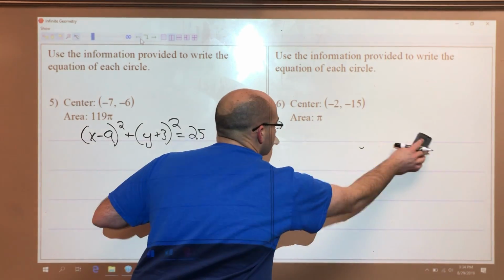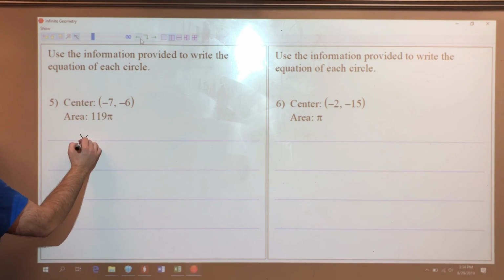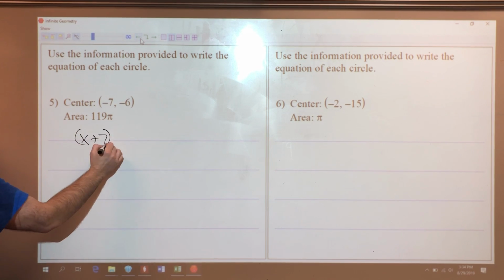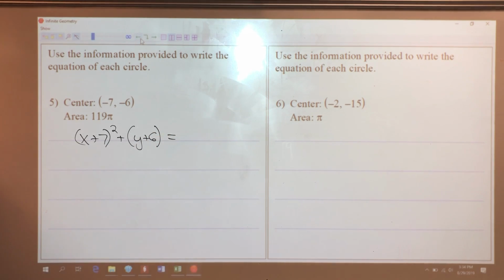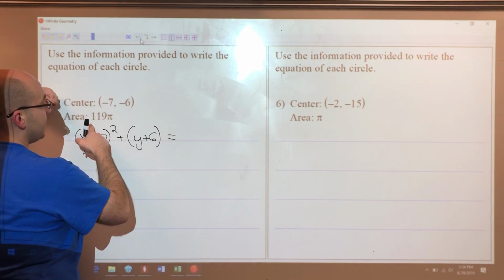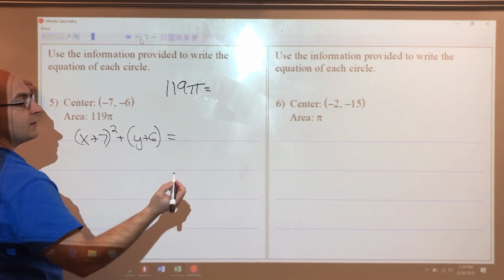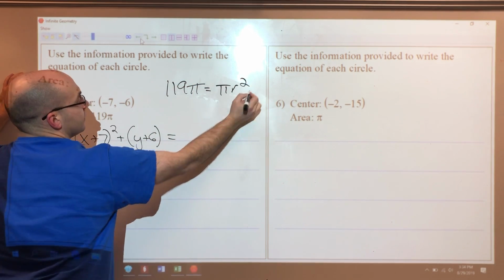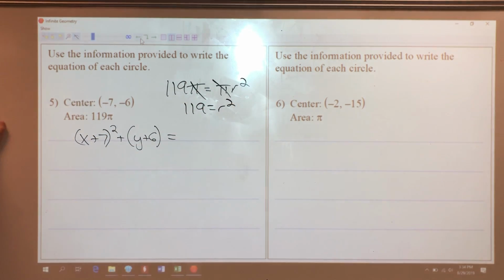We'll work a little bit of this out. The center is obviously very simple: it's going to be the opposite, x plus 7, plus y plus 6. Now, with the radius, I'm giving you the area, which is 119 pi. But we know that area is pi r squared. The pi's cancel, so now I have 119, which equals r squared.